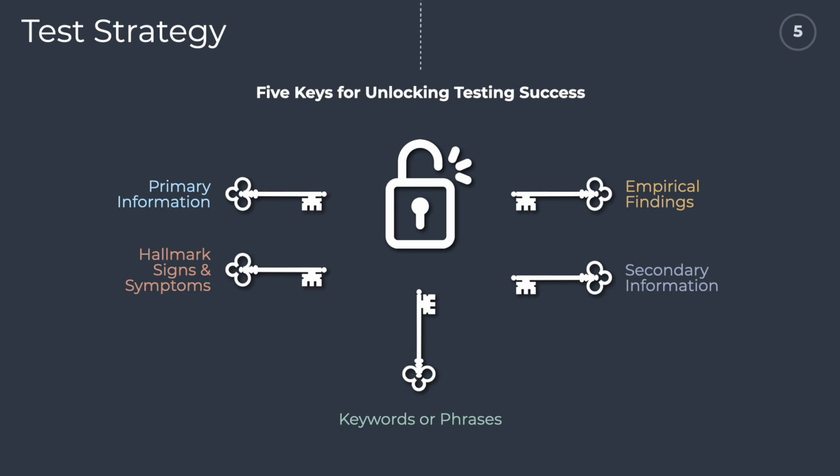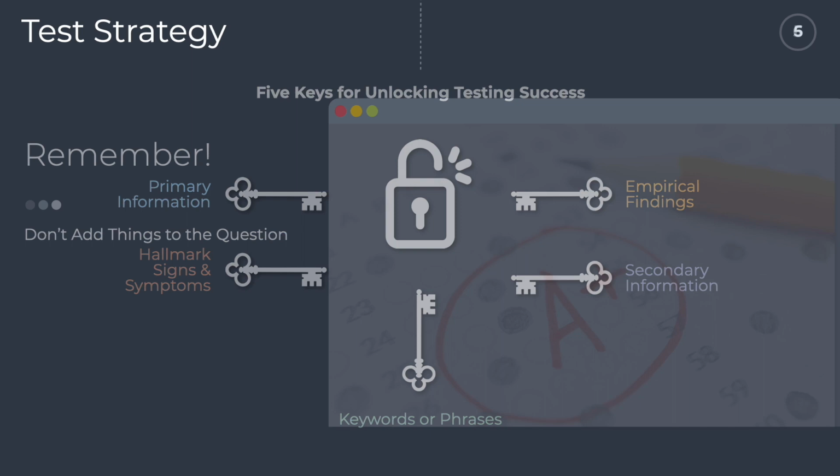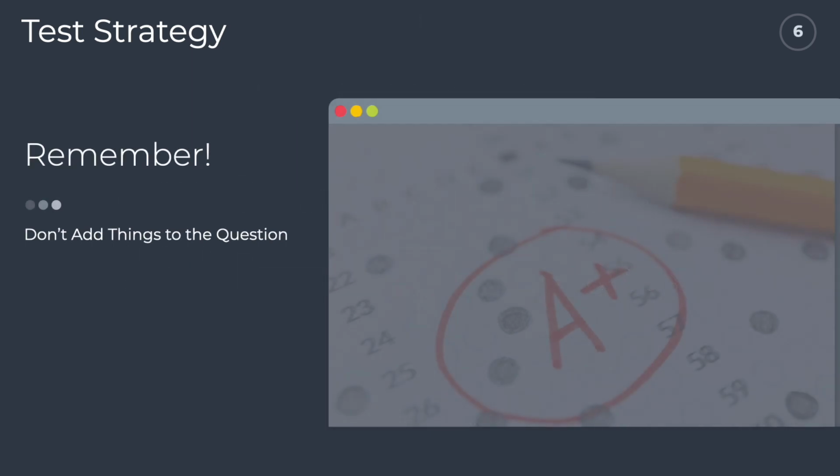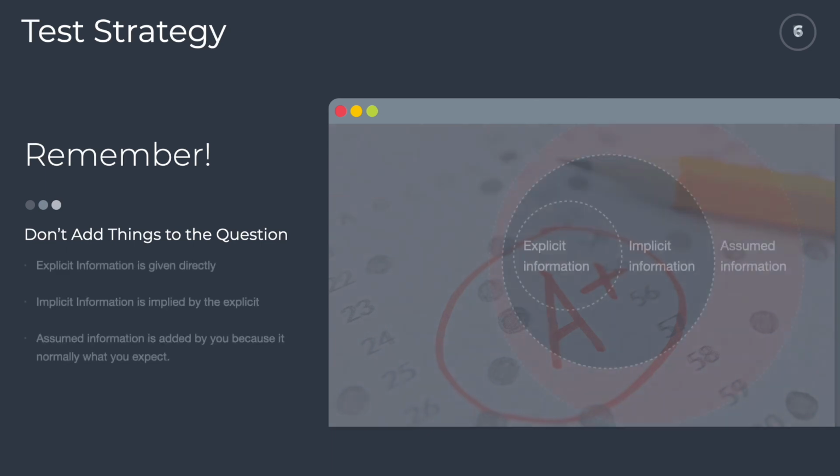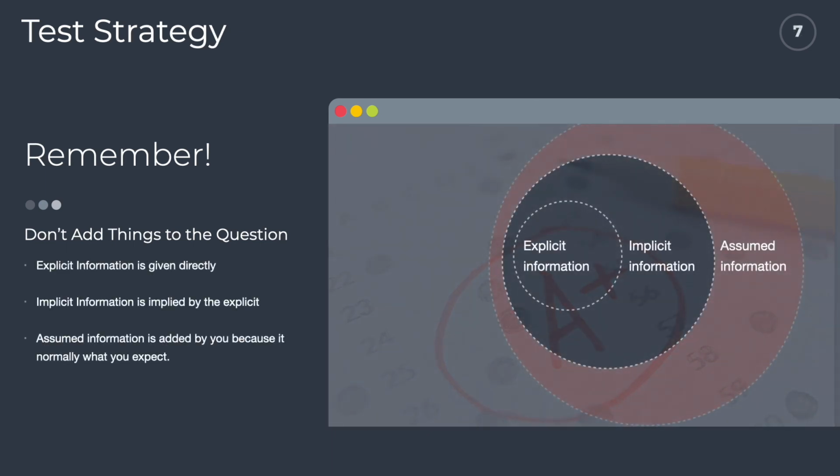Before we get into examples of how to use these keys, I want to remind you of some other general strategies when it comes to test taking. First is the importance to never add information to a question that isn't explicitly or implicitly stated. Questions will have information that is directly stated. For example, the patient's pulse is 62 beats per minute at the wrist. This can lead to implicit information, such as the patient has a palpable pulse. The problem comes when we jump into the assumed information like the pulse is regular.